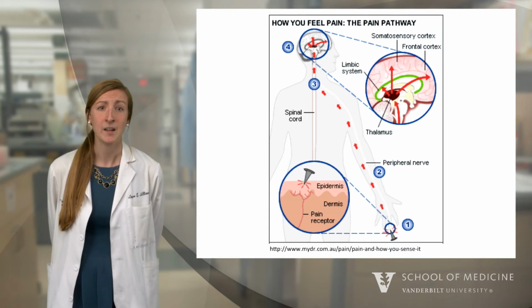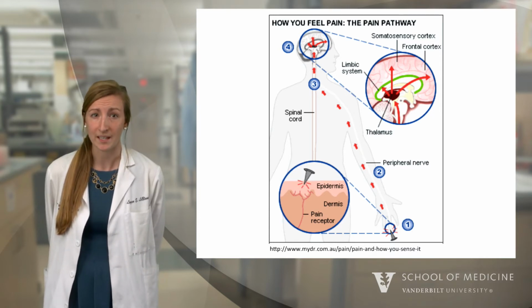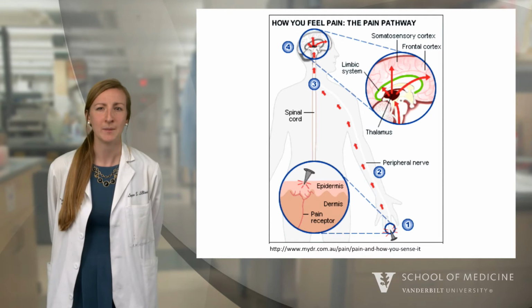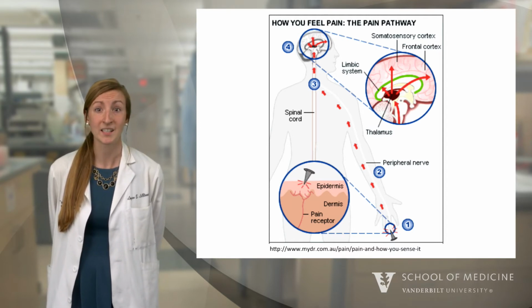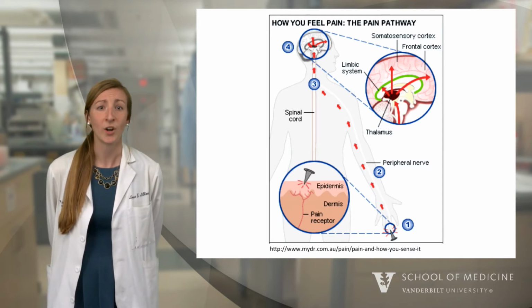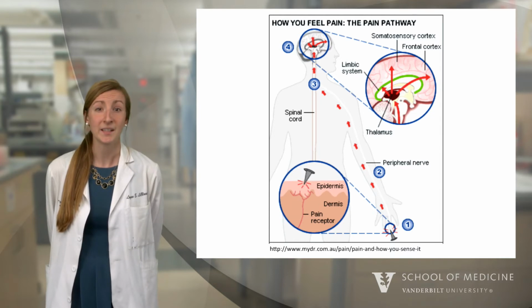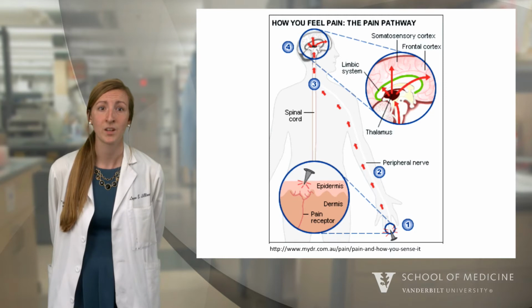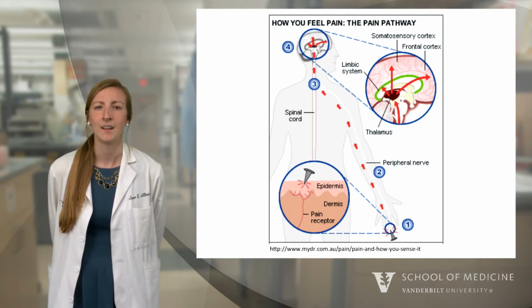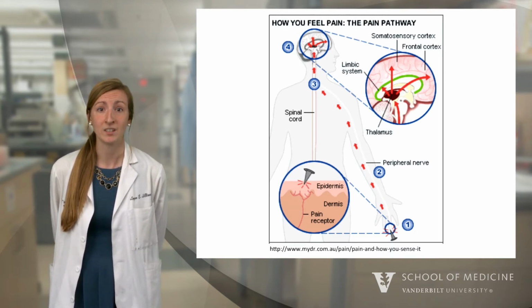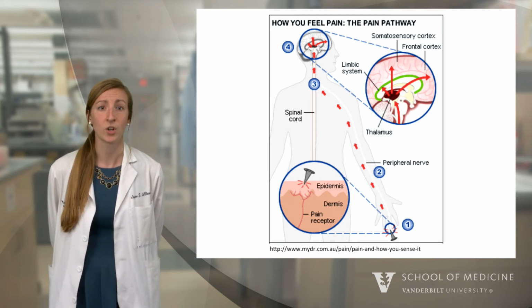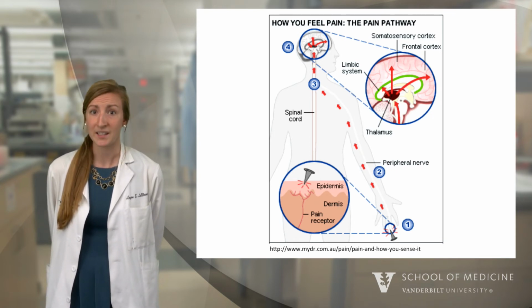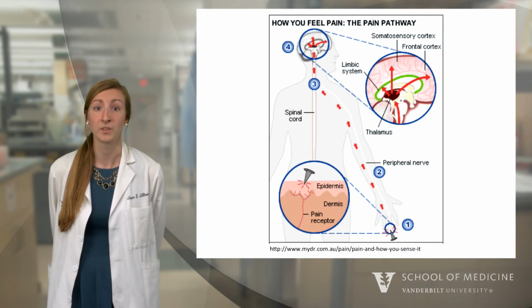The signaling pathway begins when pain receptors, or nociceptors, are activated by tissue damage. The signal then travels up the peripheral nerve and into the spinal cord, where the ascending tracts relay this information to the thalamus. The thalamus then transmits the signal to the somatosensory cortex, where it is deciphered. The thalamus also relays information to the frontal cortex, which is in charge of conscious thought, and the limbic system, which is in charge of emotional response.